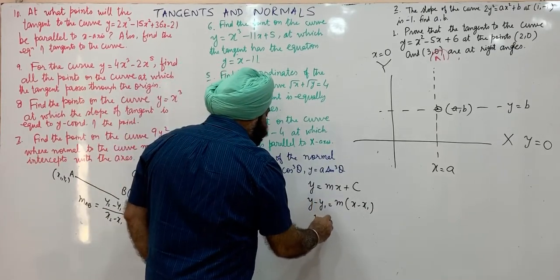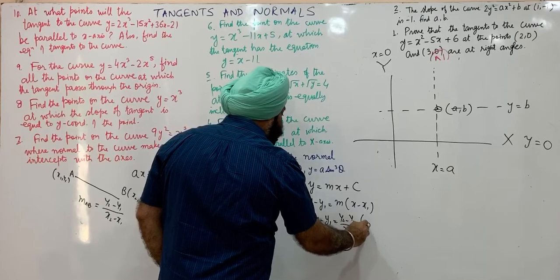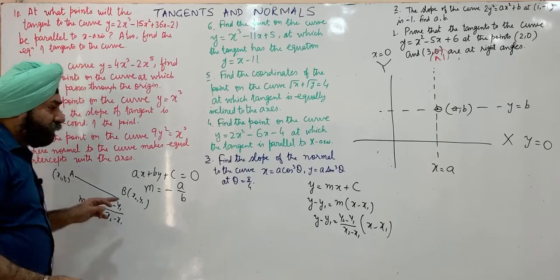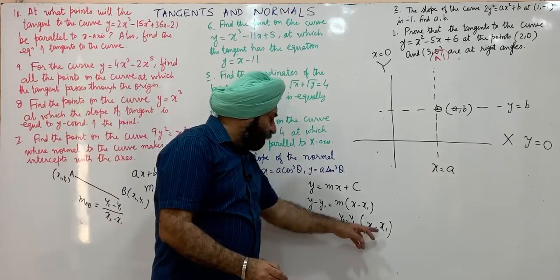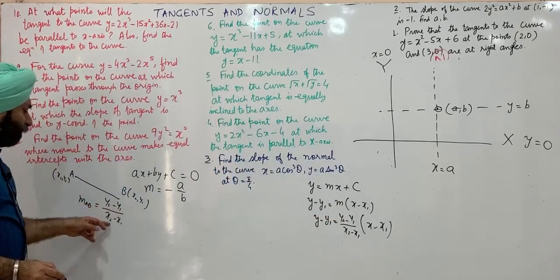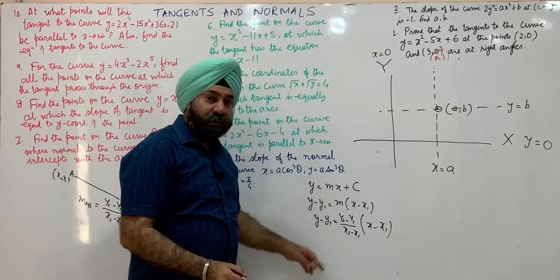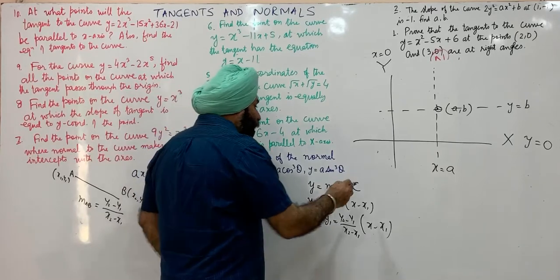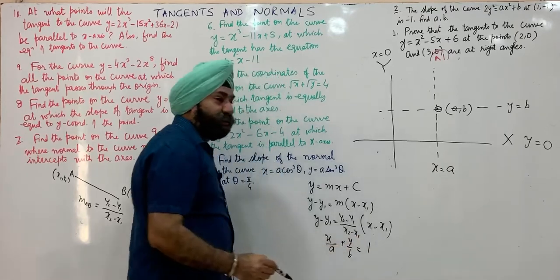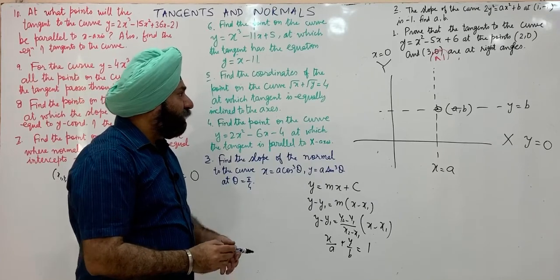Then y minus y1 is y2 minus y1 upon x2 minus x1 into x minus x1. So here we are using the concept that it's a line passing through 2 points x1, y1 and x2, y2. The slope of the line is y2 minus y1 upon x2 minus x1, so we replace the slope by this. Then we have x upon a plus y upon b is equal to 1. This is the intercept form. a and b are intercepts on the coordinate axes, x-axis and y-axis.